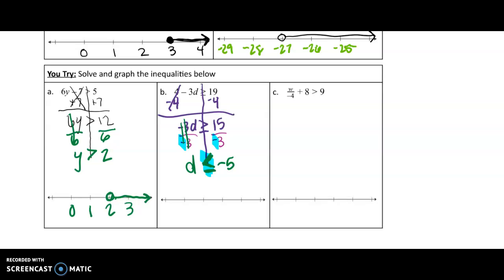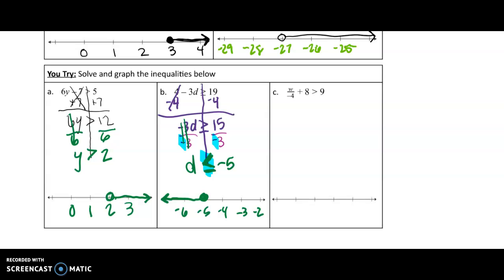So now I'm going to graph it. I have a closed circle at negative 5, and it's less than or equal to negative 5, so it's everything below negative 5. So I'm going to the left with my arrow.